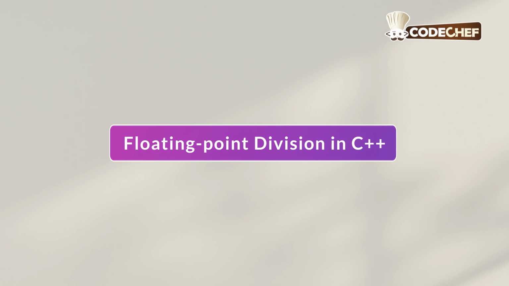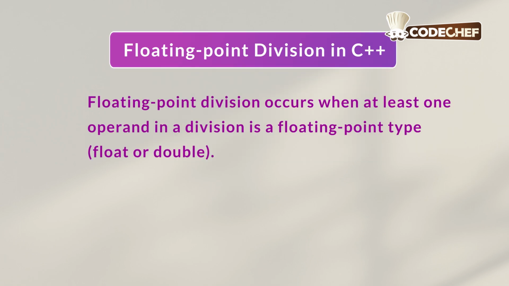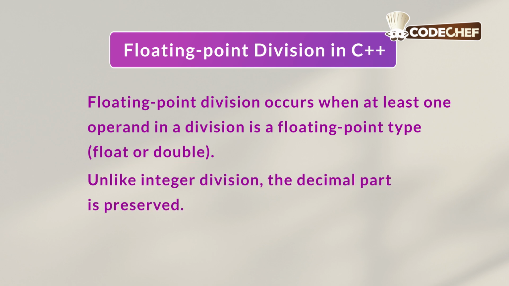The next topic is floating point division in C++. Floating point division occurs when at least one operand in a division is a floating point type, that means type float or type double. Unlike integer division, the decimal part is preserved when we are performing floating point division.